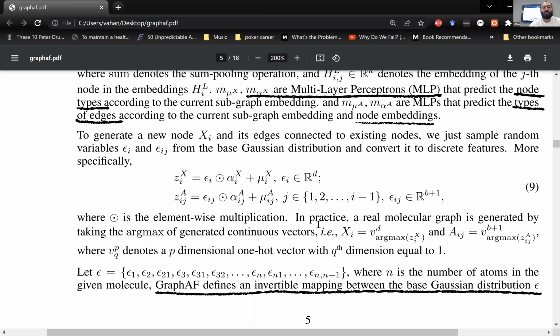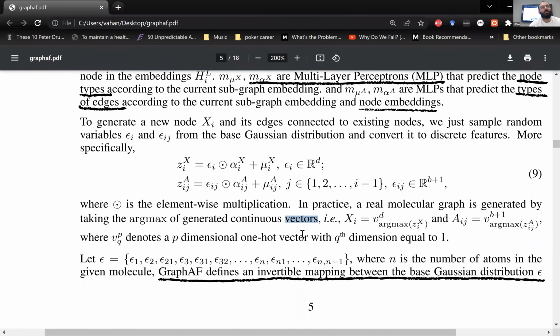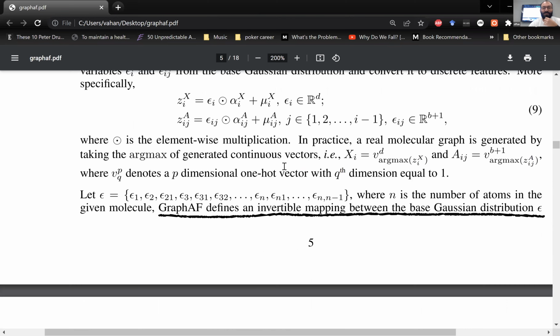In practice, a real molecule graph is generated by taking the argmax of generated continuous vectors. So you take the argmax to get the types. I'm thinking, if you have continuous dense embeddings, you just don't do the argmax and end up with an embedding. Yeah, I guess so. And then think how to convert it back into text.